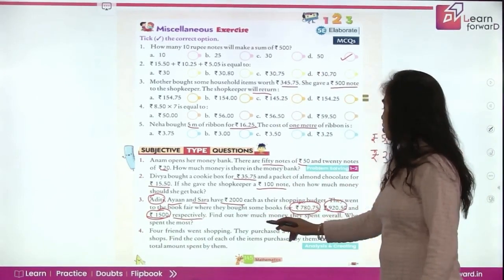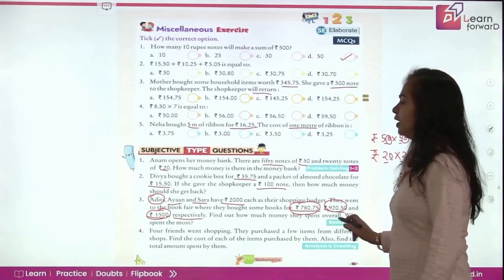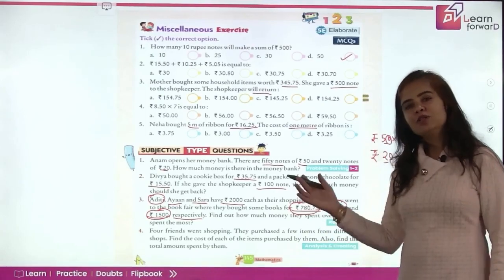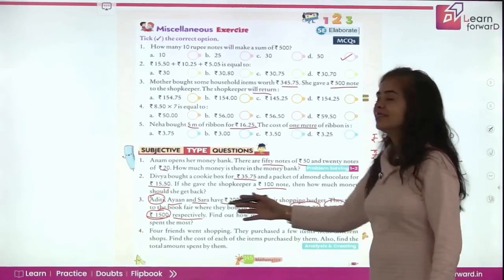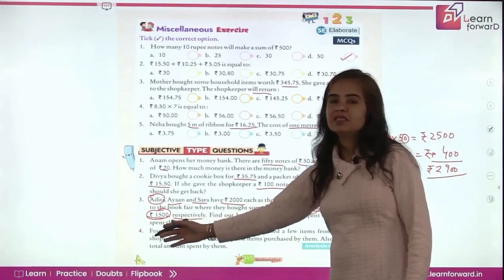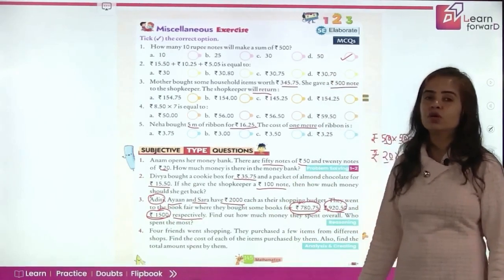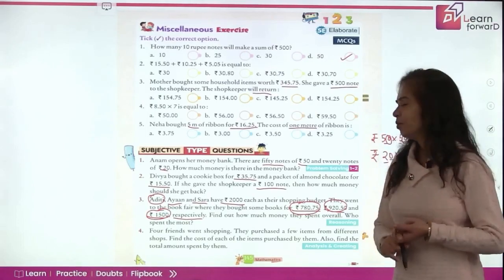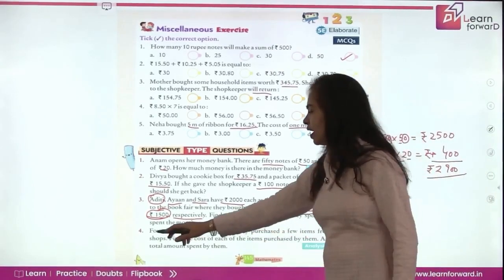So find out how much money they spent overall and who spent the most. Who spent the most is clear here. This is Sara. This is the biggest amount. And how much money did they spend all together? Addition. Perfect. Let's move to the last.